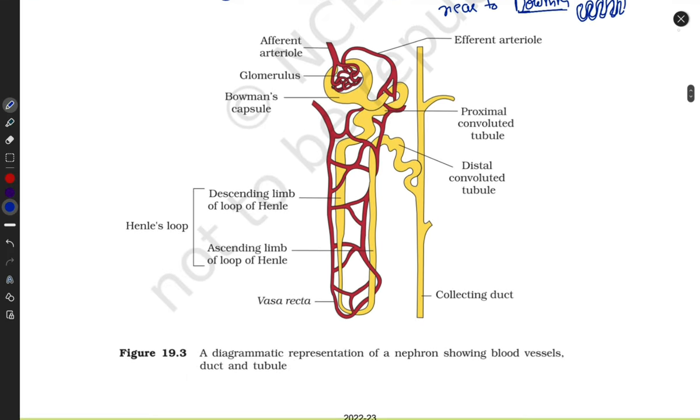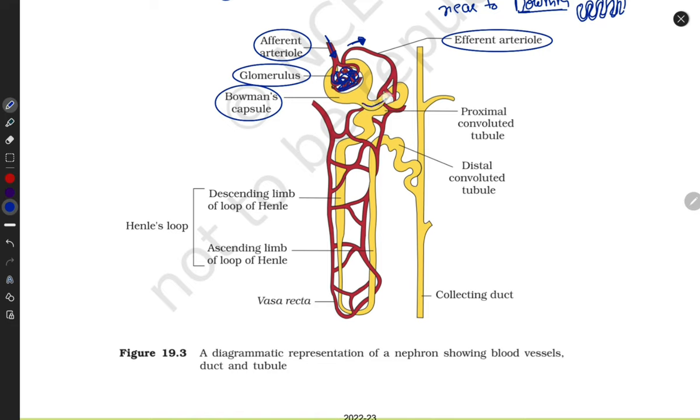Look at your nephron here. This is the glomerulus part, the group of capillaries. They are connected with the afferent arteriole, which takes blood from outside towards the glomerulus. And another arteriole is the efferent arteriole. Here is the efferent arteriole. It takes blood away from the glomerulus. This is the cup-like structure. We call it the Bowman's capsule.